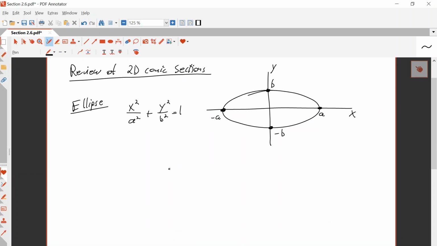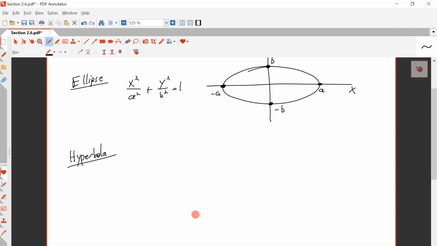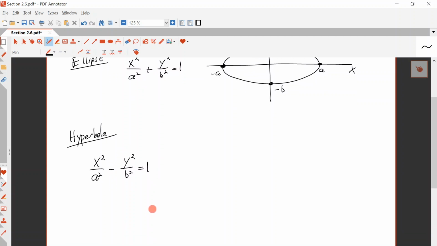There's also the hyperbola, which you may have seen already, but maybe you forgot about it. Let's take a look at it. I mean, it's worth mentioning it again. So the hyperbola centered at the origin has this standard equation, plus here, minus here, or minus here, plus here. And those are two different hyperbolas. I'll show you the difference between them. Let's do this one first.